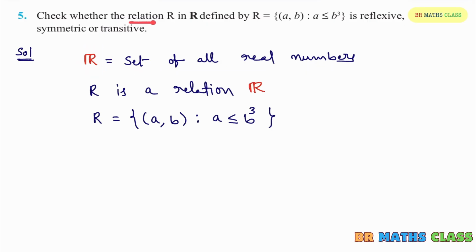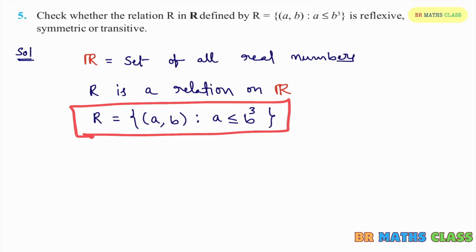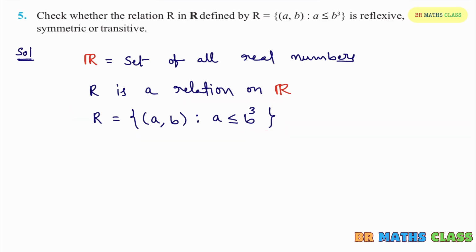And this relation R is in R. That means R is a relation in R, meaning R is a relation on R. It means that R is a relation from R to R. How is the relation defined? You observe, this is important. The relation is defined like this. It contains an ordered pair a comma b such that a is less than or equal to b cube. Here you need to understand which ordered pairs are there in this relation. As R is a relation on the set of all real numbers, a, b both must be real numbers. And the ordered pair a comma b must satisfy this condition, a less than or equal to b cube.